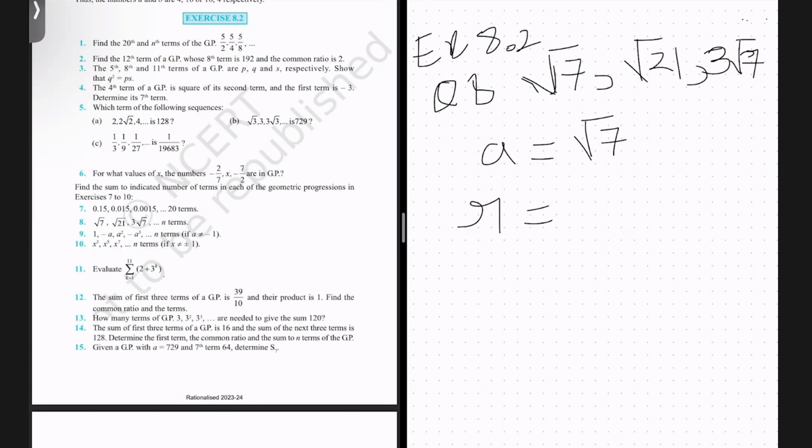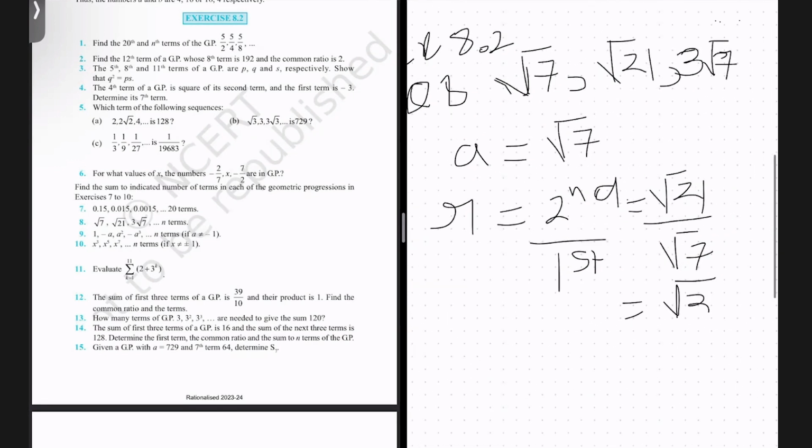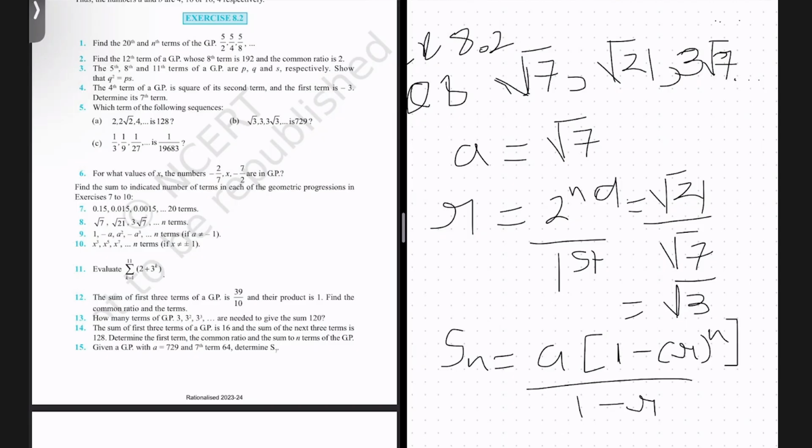Let us find out the common ratio of this GP. Common ratio, again, is second term divided by first term, and that is going to be root 21 divided by root 7, which is nothing but root 3. We have been asked to find the sum, and how are we going to do that? We are just going to plug in the values of root 7 and root 3 into the Sn formula, and the Sn formula is nothing but a(1 minus r raised to the power n) over 1 minus r, correct?